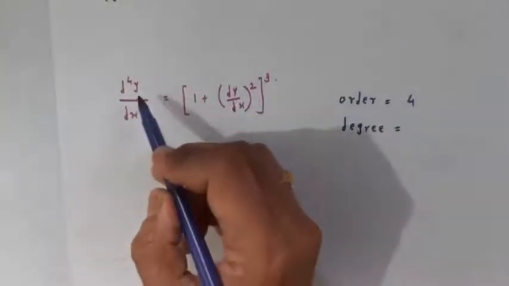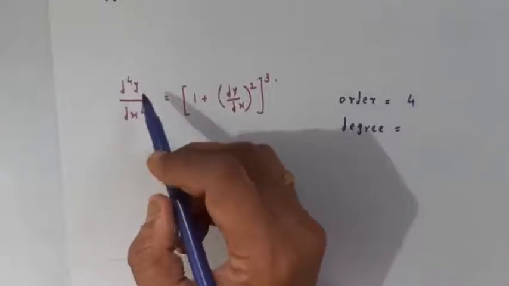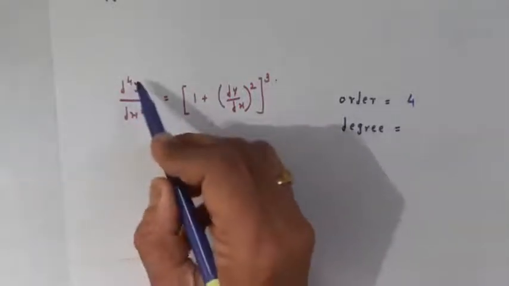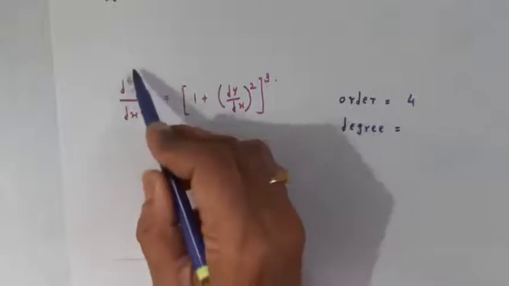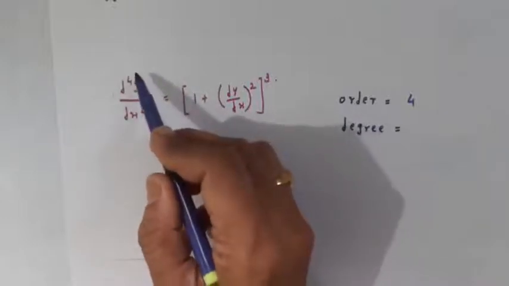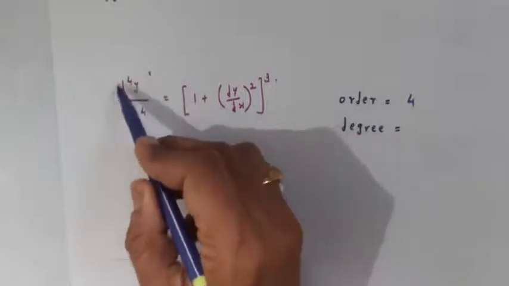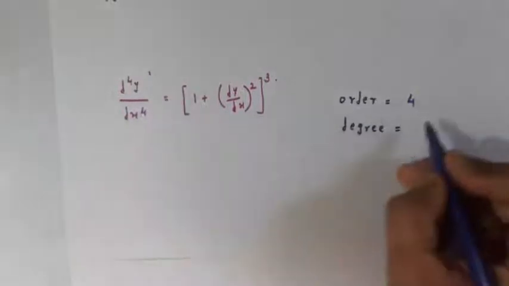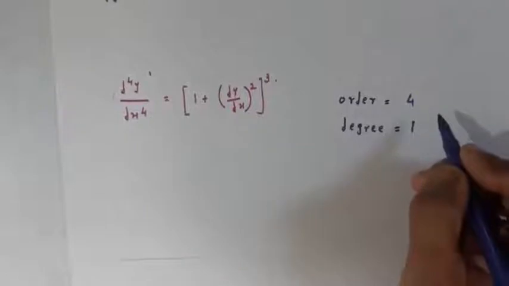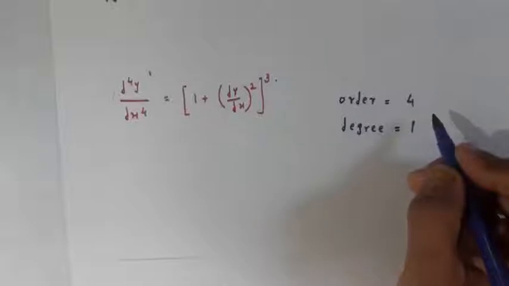And what is the degree? Degree of differential equation is the power of highest order. So power means its index number. So power of this differential equation is 1. Okay, 1, and therefore degree of differential equation is 1. In this way, we have to find out the order and degree of differential equation.